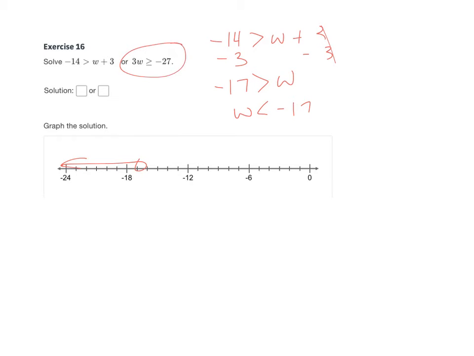Alright, now let's look at this part. 3w is greater than or equal to negative 27. Divide both sides by 3. W is greater than or equal to negative 9. So at negative 9, this is going to be a shaded in circle going to the right.